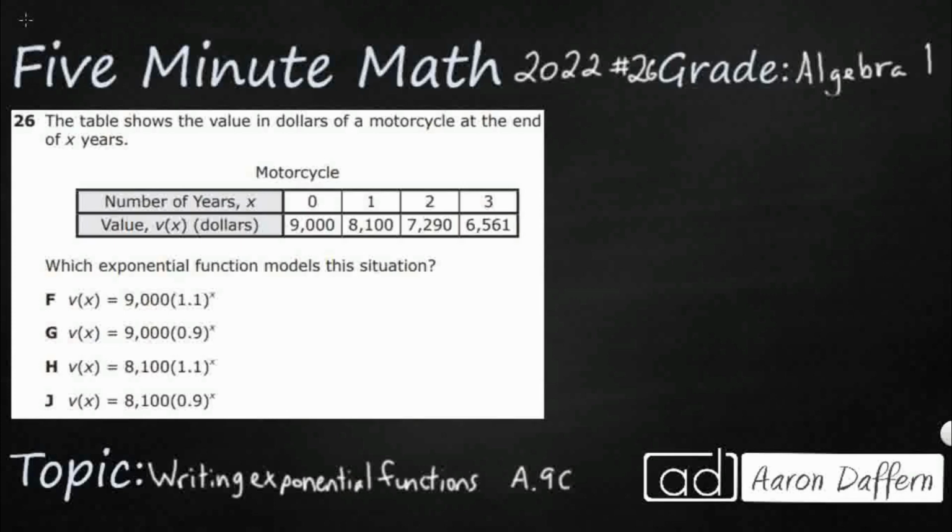So we have a table showing the value in dollars of a motorcycle at the end of x years, and we do know that it is an exponential function. Okay, so what do we know about exponential functions? Well, our standard form here is going to be y equals a times b to the x power. Each of these terms means something here.